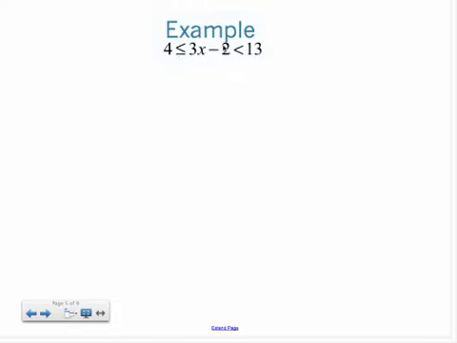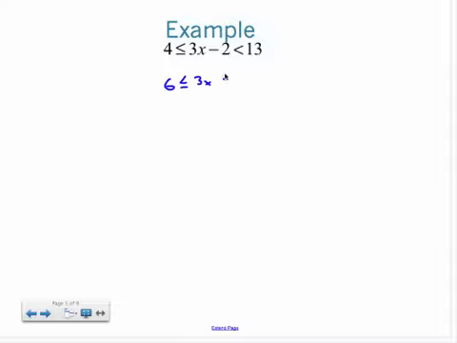This is a compound linear inequality. There are 3 quote-unquote sections to it. You could break this up into 2 separate inequalities, or we can just treat this together. I'm going to treat it together. So to isolate x, I want to add 2 to all 3 pieces in this case. I don't want to call them sides. So all 3 pieces of the inequality.